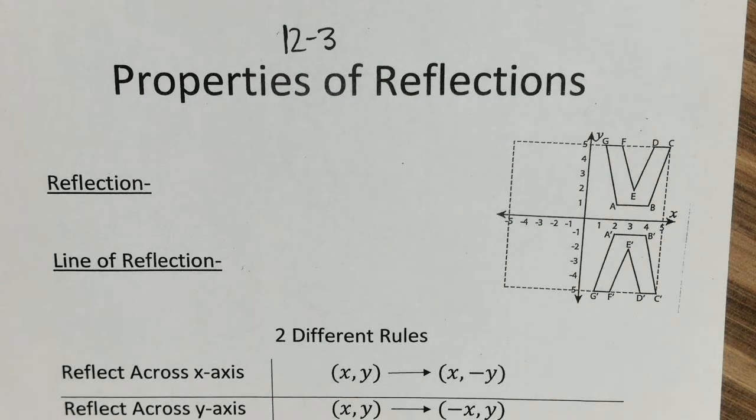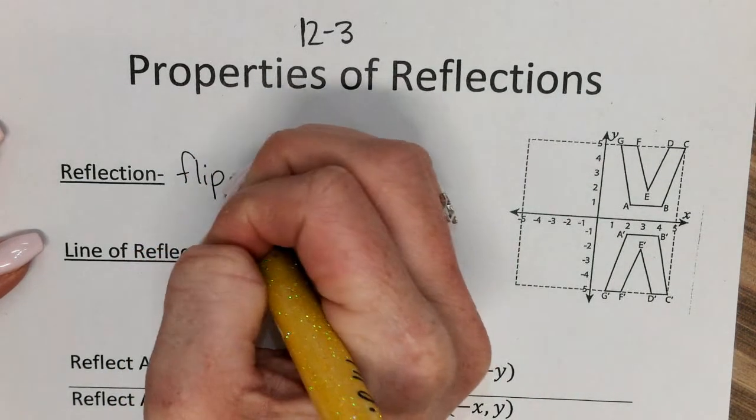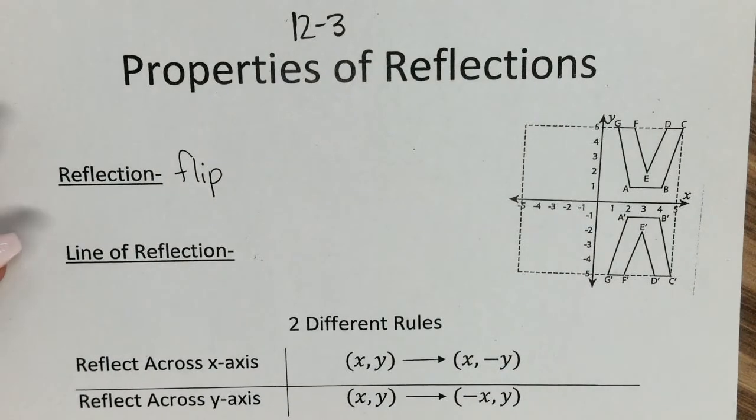Today we're going to learn our next transformation, which is called a reflection. Who thinks they know what a reflection is? Basically, it's from the same place on the top. So, have y'all ever looked in a mirror? What happens? You see yourself, but it's backwards, right? It is a flip. It flips the image backwards. A reflection is a flip.